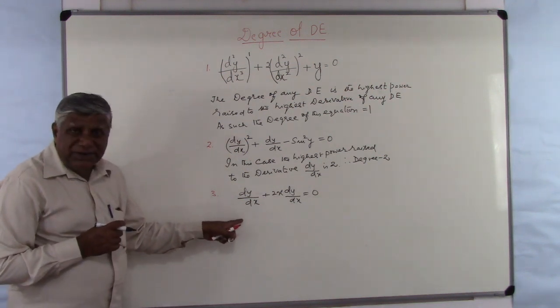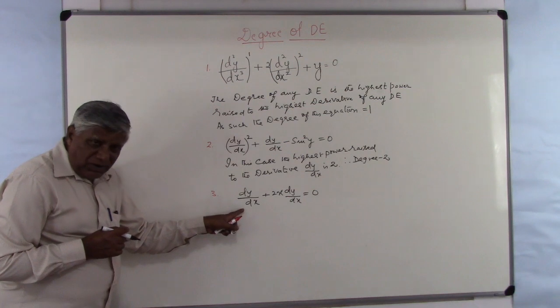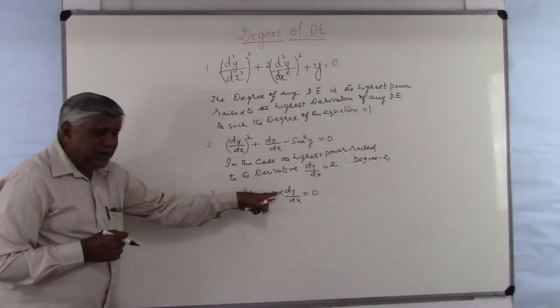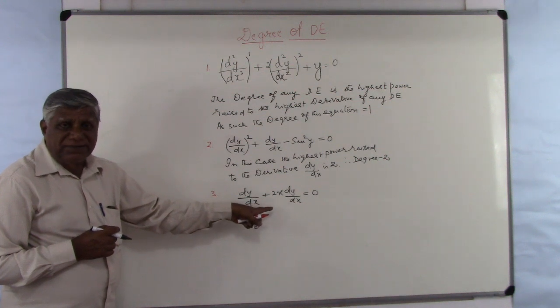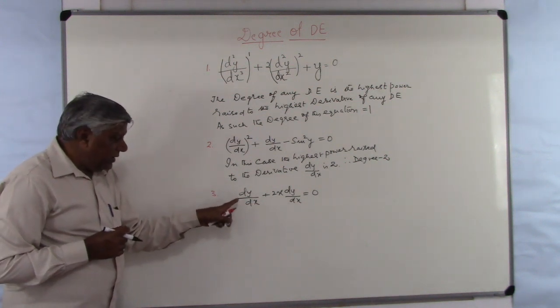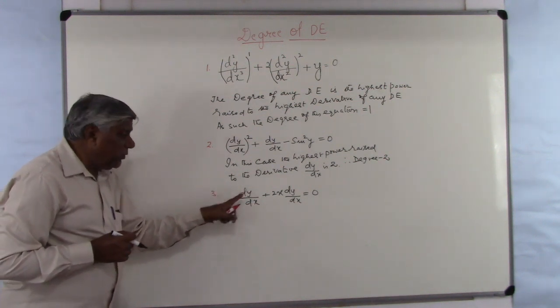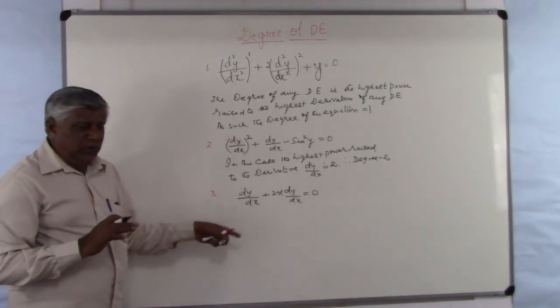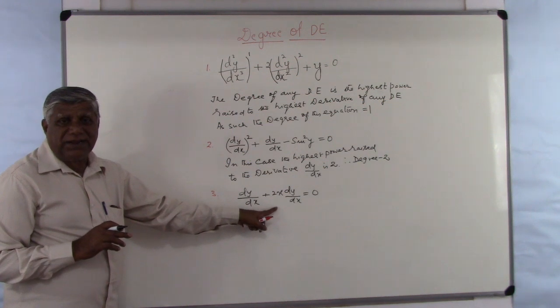See, this is a special case. Though it is a derivative, it is not a differential equation. So bear it in mind, whenever equal power of derivative is there, there is no degree. You cannot write the degree.